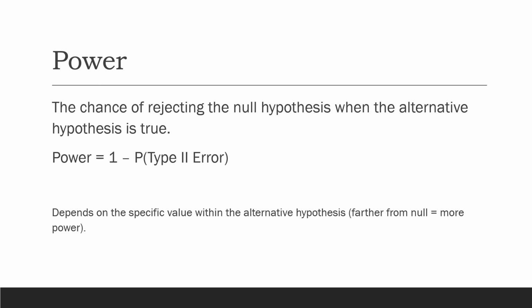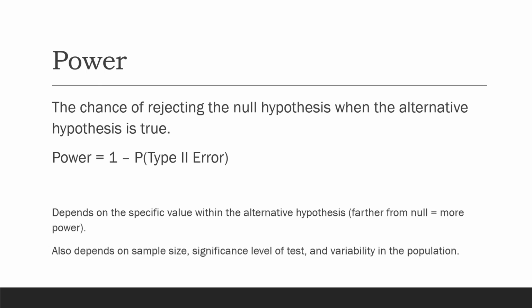The power depends on the specific value within the alternative hypothesis that turns out to be true. The farther the truth is from the null hypothesis, the more power we'll have to detect that difference. If the truth is very close to the null hypothesis, it will be hard to detect that difference. It also depends on other things, including sample size, the significance level of the test, and the amount of variability in the population. And we'll see a little bit more about sample size at the end of the video.